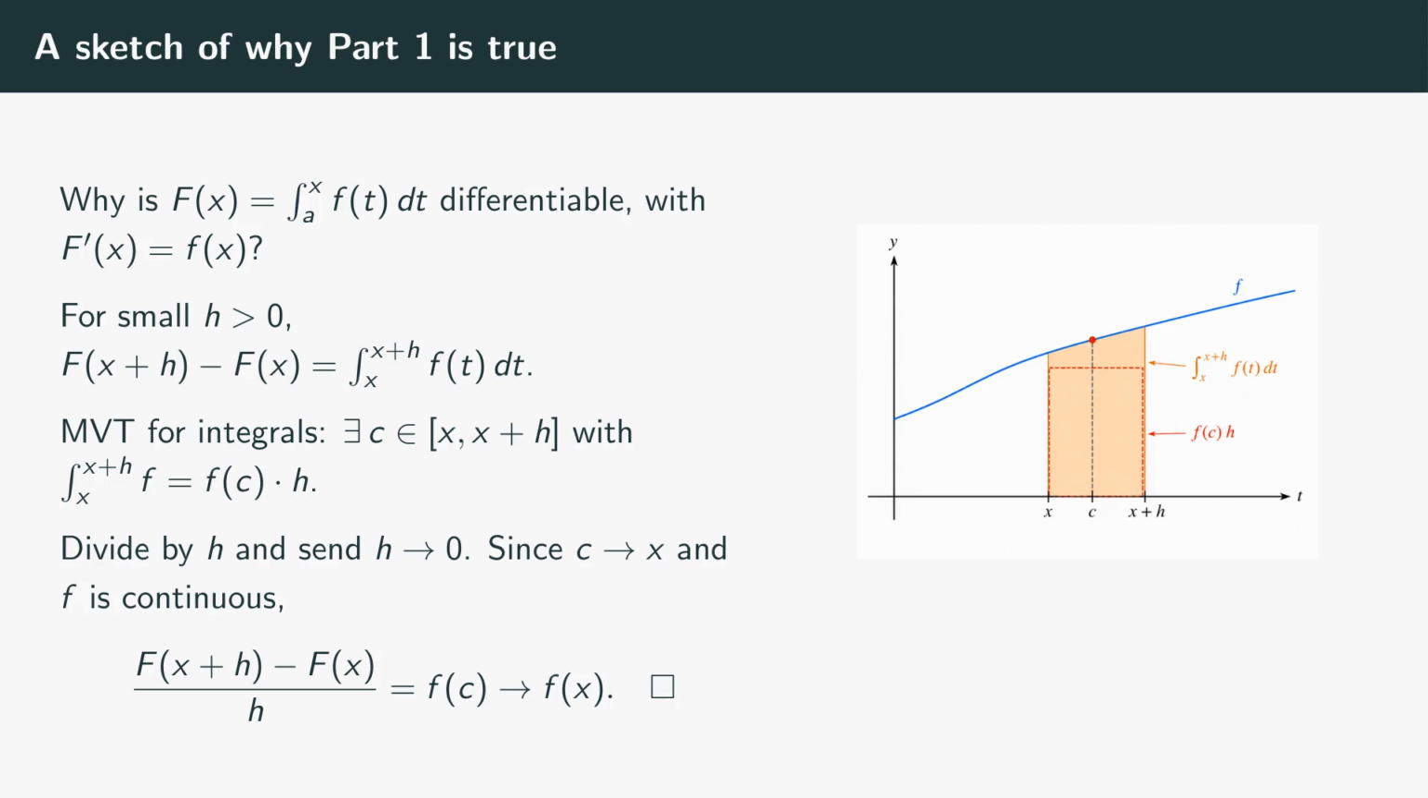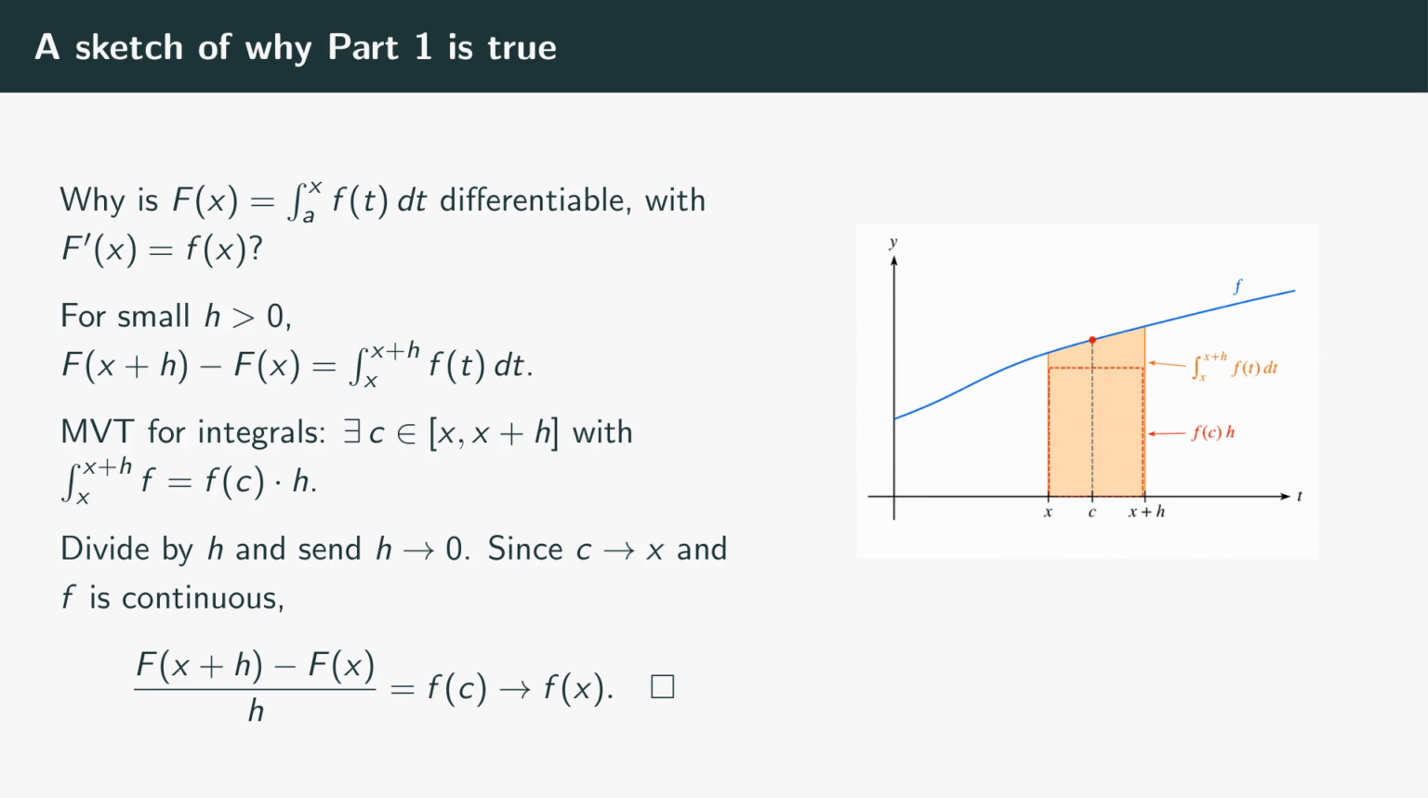Why is Part 1 true? The proof is short, and the picture is genuinely satisfying, so I want to walk through it. We want the derivative of capital F at x. By definition, that is the limit, as h goes to 0, of capital F of x plus h minus capital F of x, all divided by h. Look at that numerator. It's the difference of two integrals, both starting at a, one stopping at x plus h, the other at x. So the numerator is just the integral from x to x plus h of f of t dt. The big area minus the smaller area is the thin sliver in between. Capital F of x plus h minus capital F of x is the area under f over a tiny slice between x and x plus h.